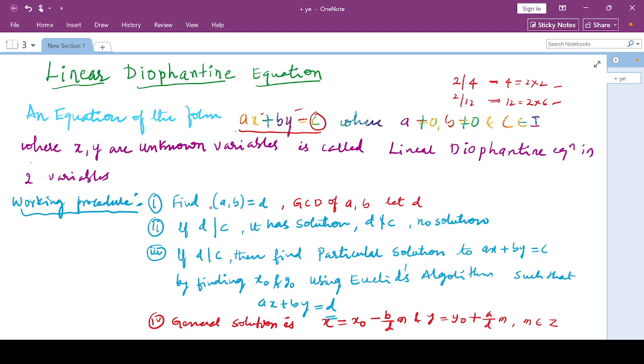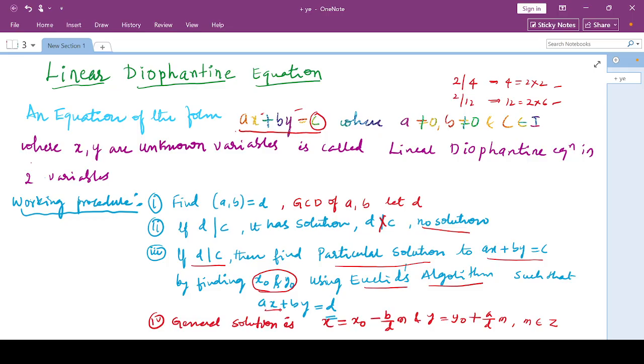Okay, fine. So you find the GCD of the two numbers, and if d divides c, then it has a solution. If d does not divide c, we say that there is no solution for the linear Diophantine equation. Further, if d divides c, you can find a particular solution x0, y0 using Euclid's algorithm. You are already aware of how to find the GCD of two numbers using Euclid's algorithm, that is by successive division. The last non-zero remainder is the GCD.